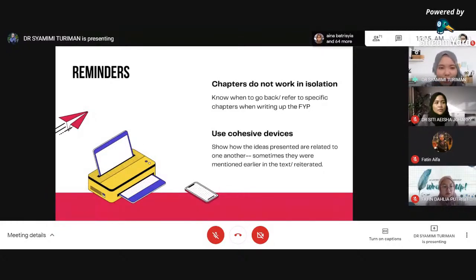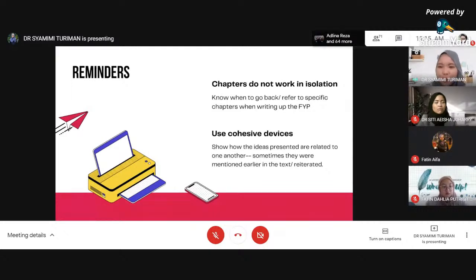Also, use cohesive devices throughout. Dr. Aisha did mention this as well, right? Show how the ideas presented are related to one another by using cohesive devices. Sometimes they were mentioned earlier in the text or reiterated. So you need to show the connection between the sentences, how this sentence makes sense, or how this newly presented idea is related to the earlier ones mentioned.